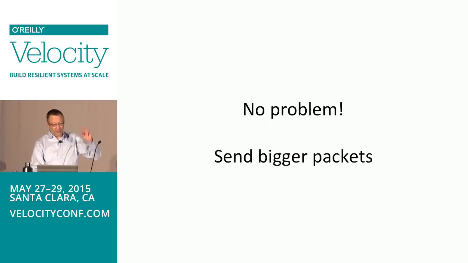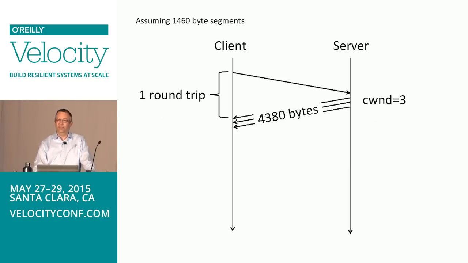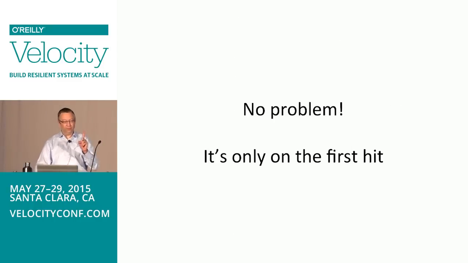Hey, no problem, you say, I'll just send really, really big packets. Well, modern Ethernet limits you to packets of 1,500 bytes. So if you take away 40 bytes for the TCP and IP headers, you're left with 1,460 bytes. And so in one round trip, with an initial congestion window of 3, you can get a maximum of 4,380 bytes.